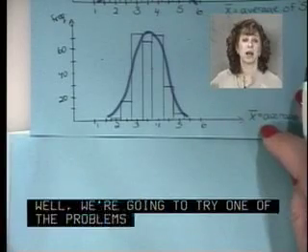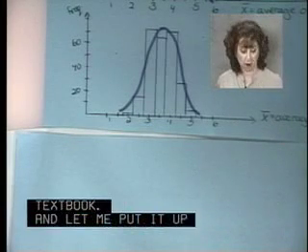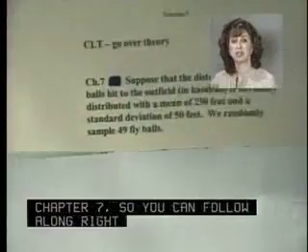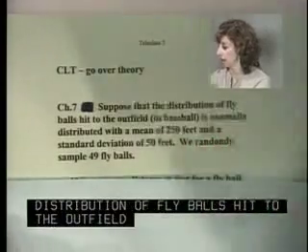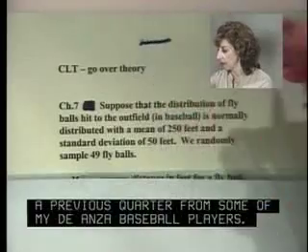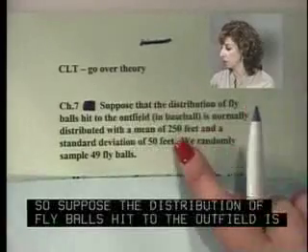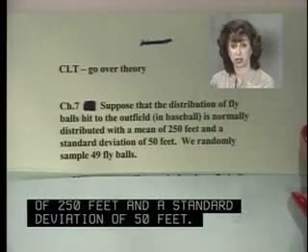I have a problem that's in your textbook, and let me put it up here. It's in the homework part of Chapter 7, so you can follow along right here. Suppose the distribution of fly balls hit to the outfield in baseball, and I gathered this information from a previous quarter from some of my De Anza baseball players. They gave me this information. So suppose the distribution of fly balls hit to the outfield is normally distributed with a mean of 250 feet and a standard deviation of 50 feet. So this is the population information.